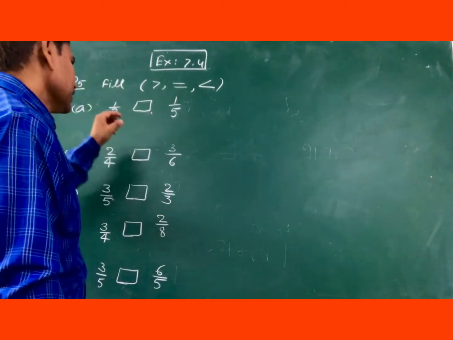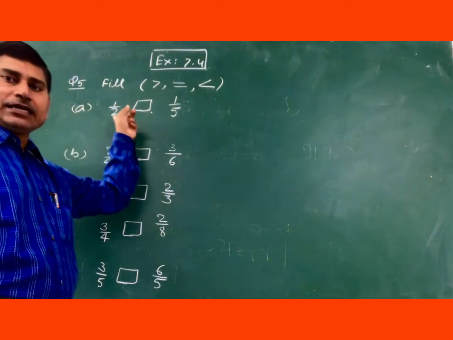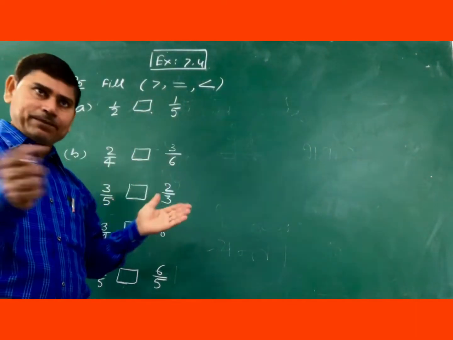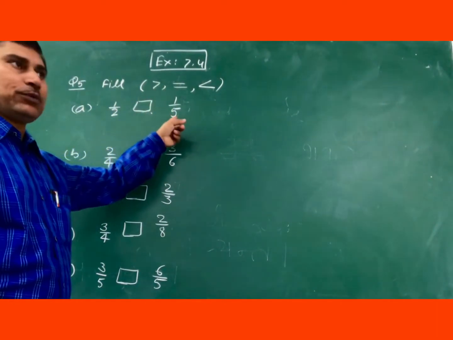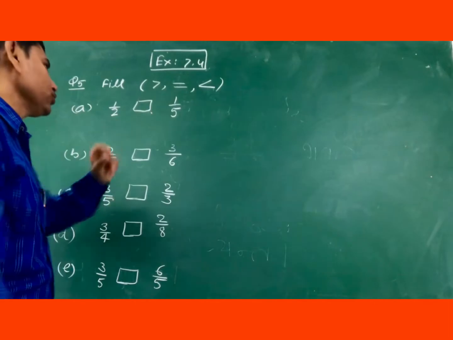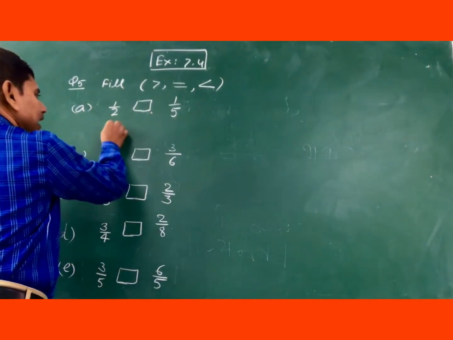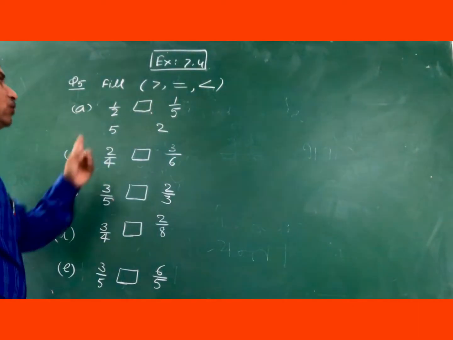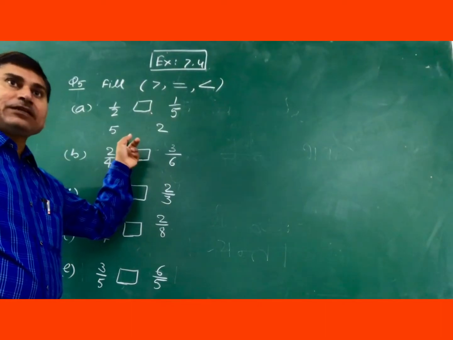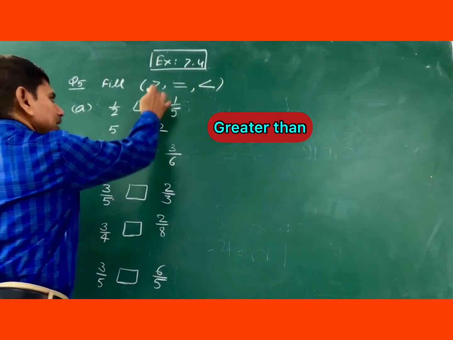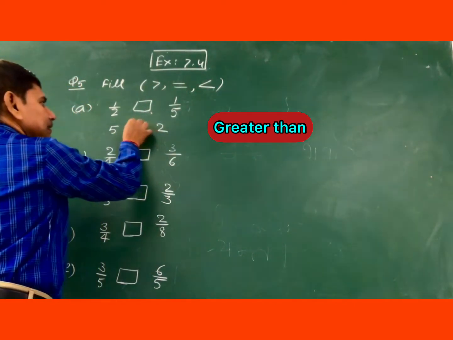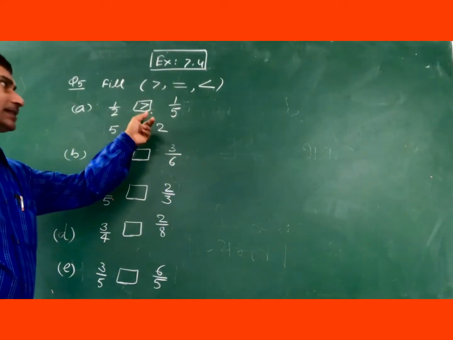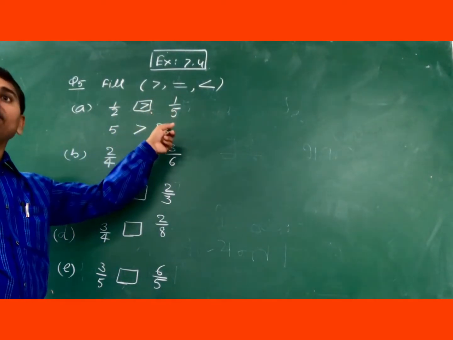See here, this is the fraction 1 by 2 and this one is the fraction 1 by 5. You cross multiply numerator to denominator and denominator to numerator. What will you get? 1 into 5 is 5, and 2 into 1 is 2. Now which one is greater? 5 is greater. So you fill the sign greater in this box, that is 1 by 2 is greater than 1 by 5.